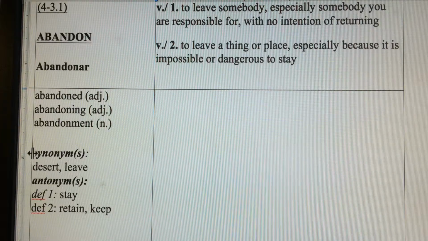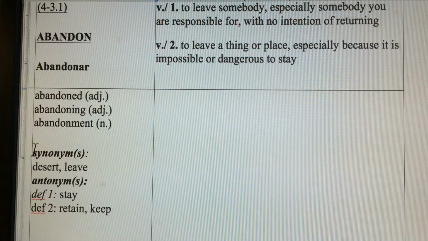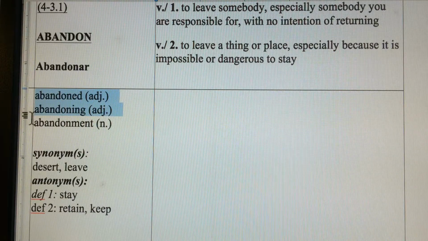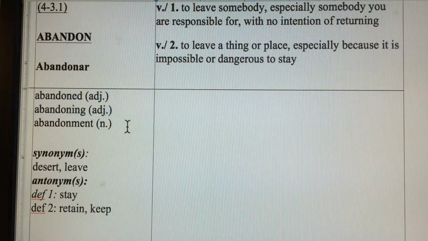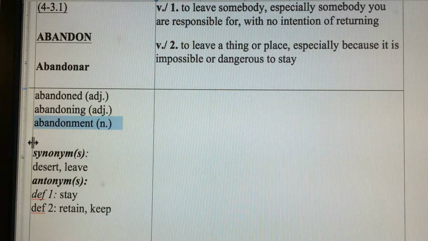We have the 3 familiar words. The 2 adjectives are the participle forms, abandoned and abandoning. And then we have the noun form, which is the action of abandoning, which is abandonment.